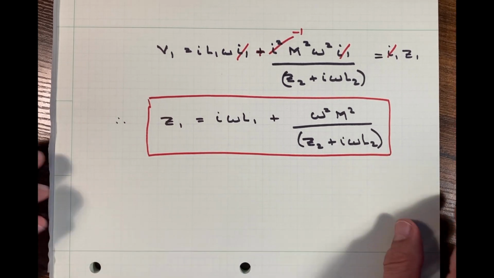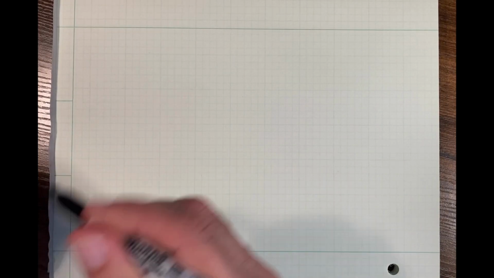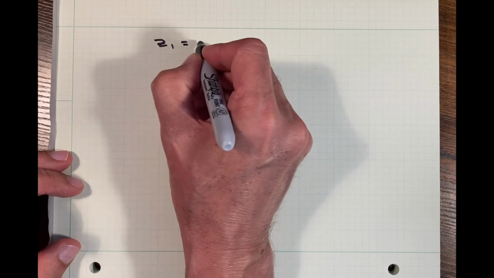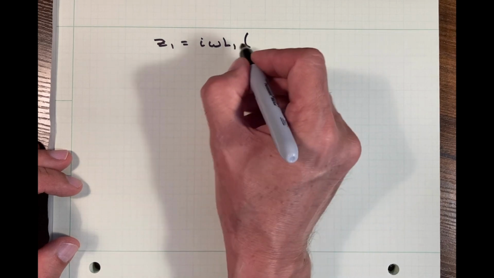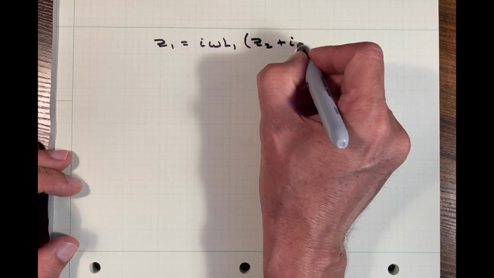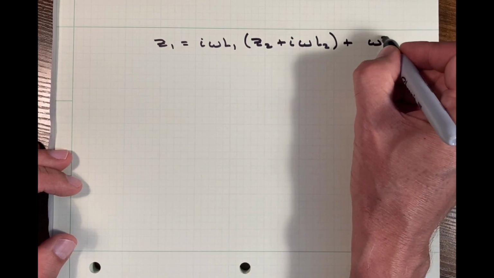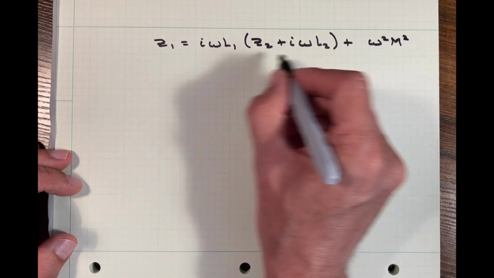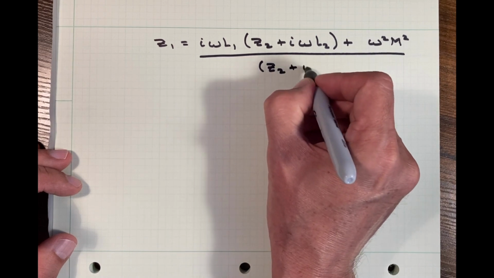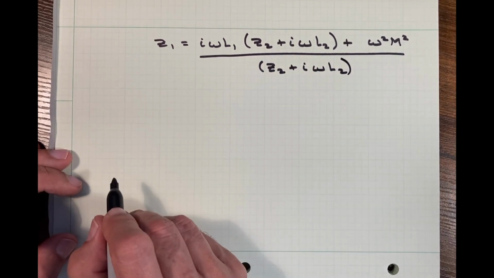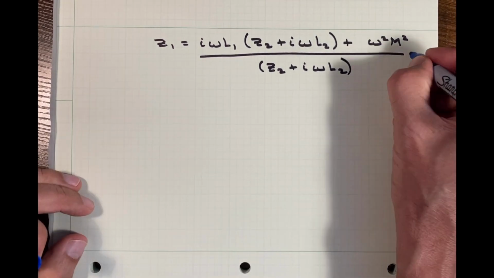Now, let's go ahead and go to the next step. We say that Z1 equals i omega L1, and now we multiply times Z2 plus i omega L2, and that becomes plus omega squared M squared. And the reason we did that is so that we can go ahead and divide by Z2 plus i omega L2. Great. Now what we can do here is a trick by saying, let's multiply times 1.